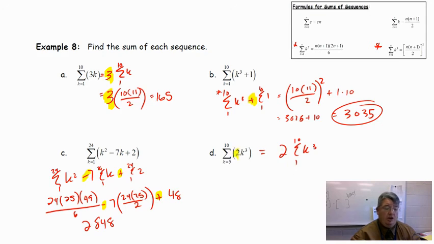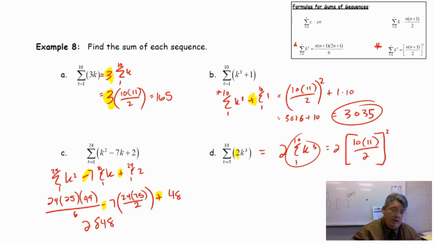So the 2 right here I can pull out. And I get 2 times this. Well, there's a formula for that. That's this whole n times n plus 1, that's 11, all over 2 squared. So I can type that whole thing in my calculator. 2 times 10 times 11, all divided by 2, quantity squared, gives me 6,050.